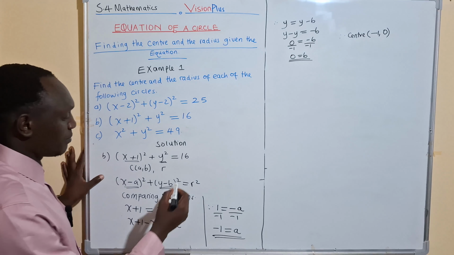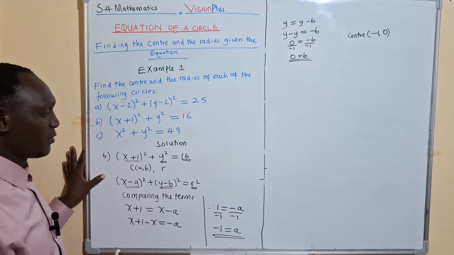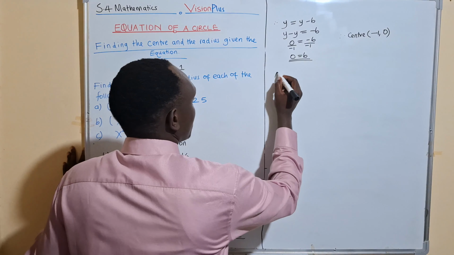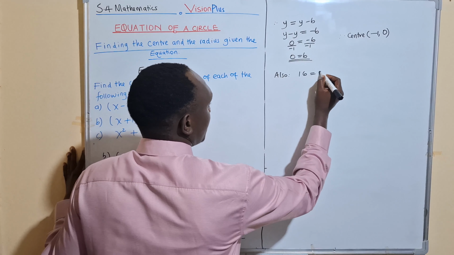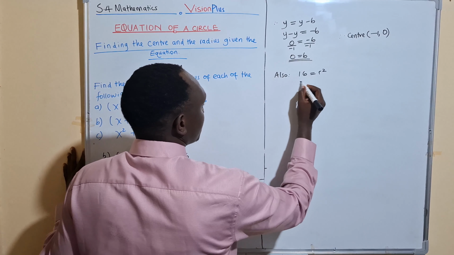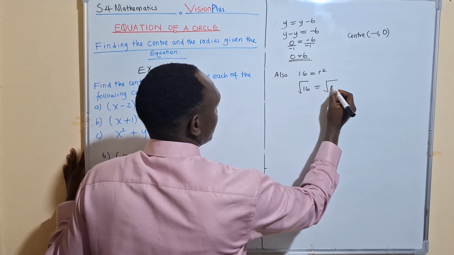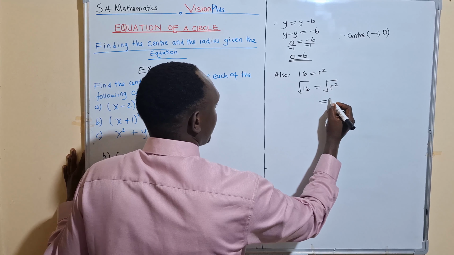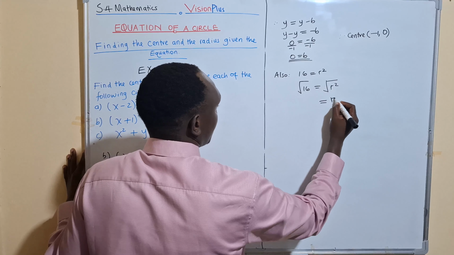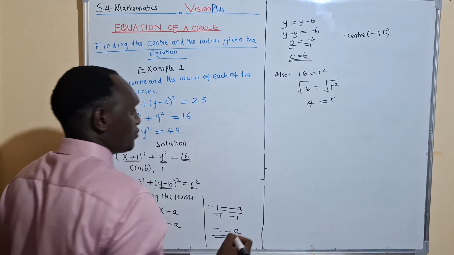And then we go on to compare. That 16 also corresponds to r squared. So I say also 16 equals r squared. Now for us to get r, we need to take the square root on both sides. If you take the root of r squared, you get r. Square root of 16 is 4 units.